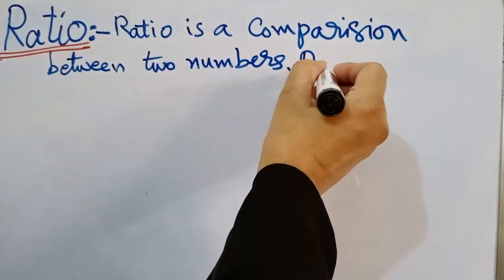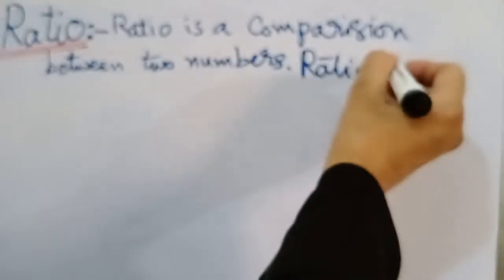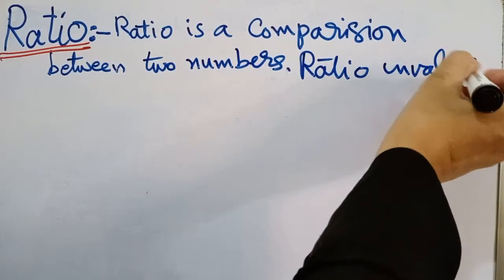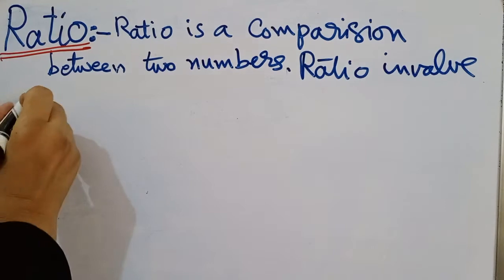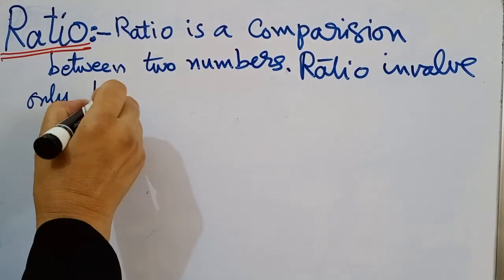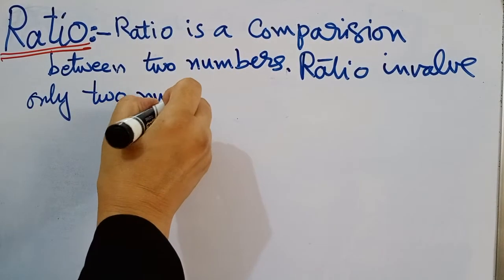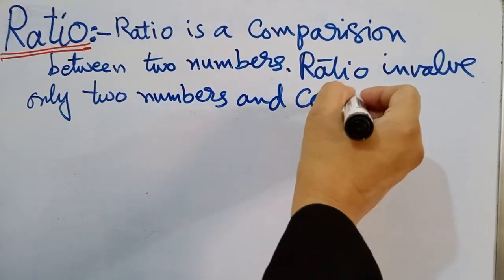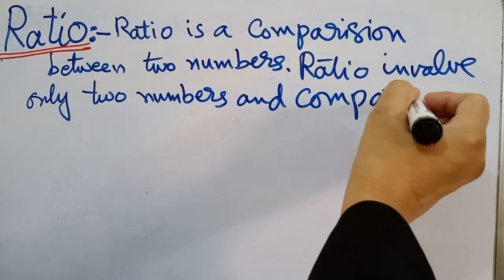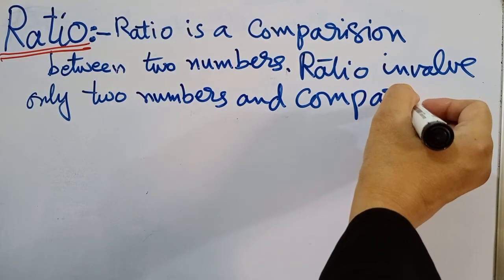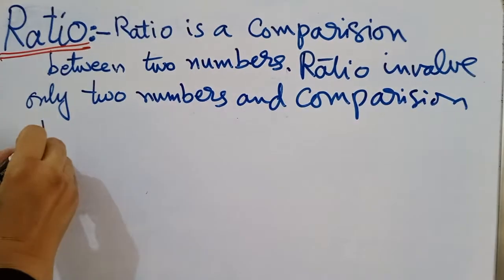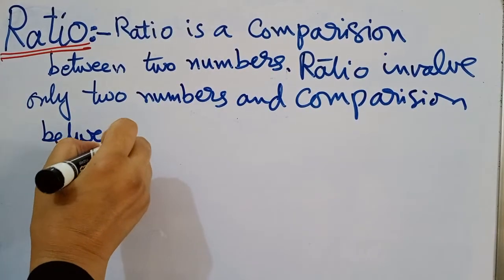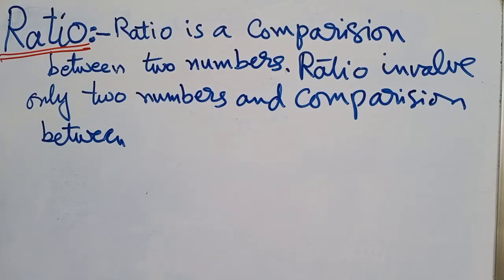So we can write it as: ratio involves only two numbers and comparison between these numbers.